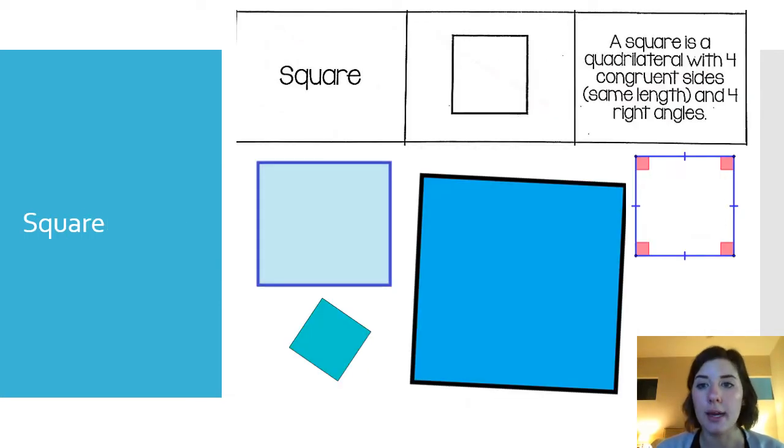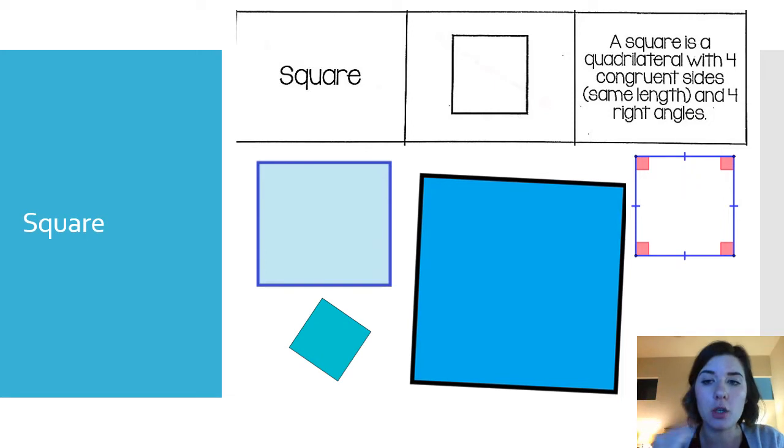A square is another type of quadrilateral. It's also a polygon like we just saw because the top and the bottom are parallel and the sides are parallel. So a square is an example of a polygon. It is an example of a quadrilateral. It is an example of a parallelogram.